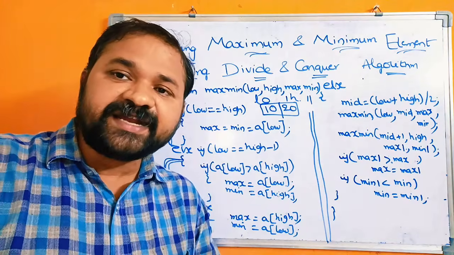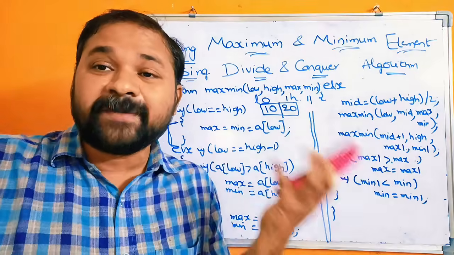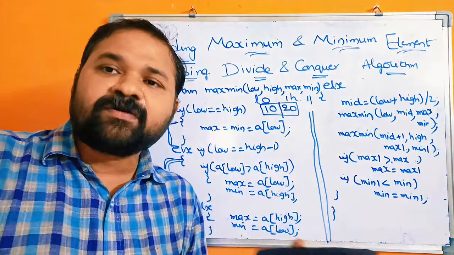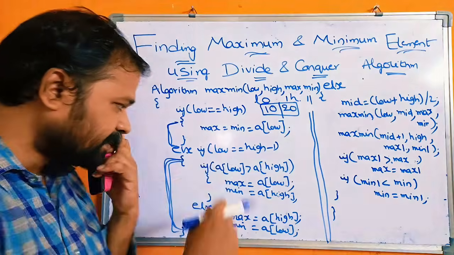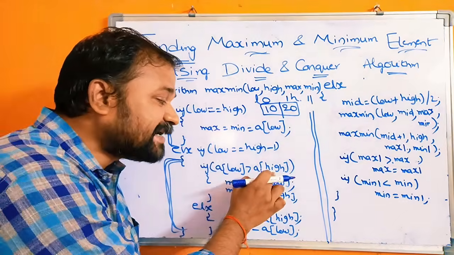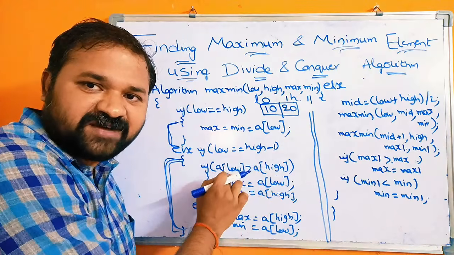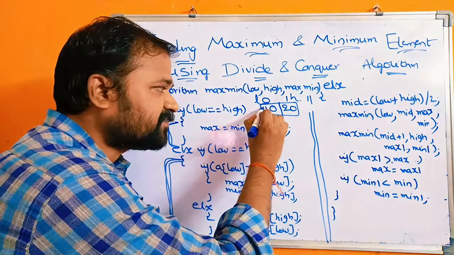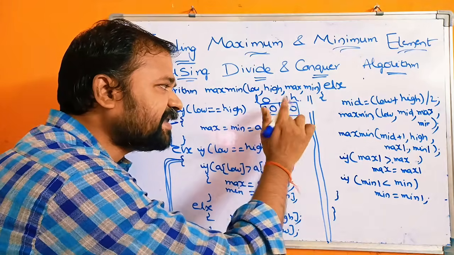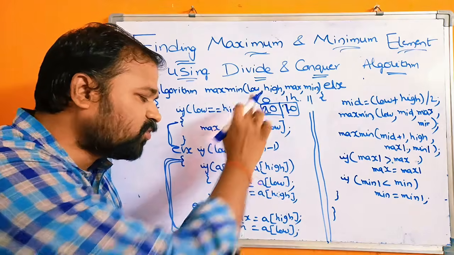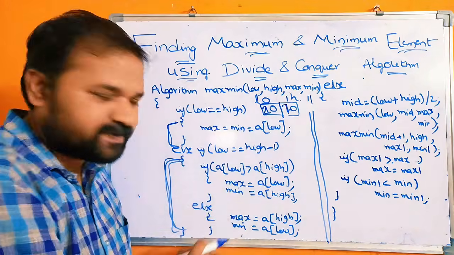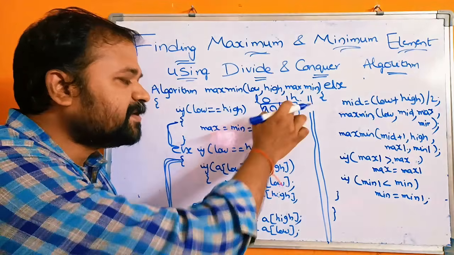If the list contains two elements, then we have to compare those two elements. The maximum element will be stored in the max variable, and the minimum element will be stored in the min variable. If A of low is greater than A of high, that means the first element is the biggest element, whereas the second element is the smallest element. So max becomes A of low, min becomes A of high. So max becomes 20, min becomes 10.